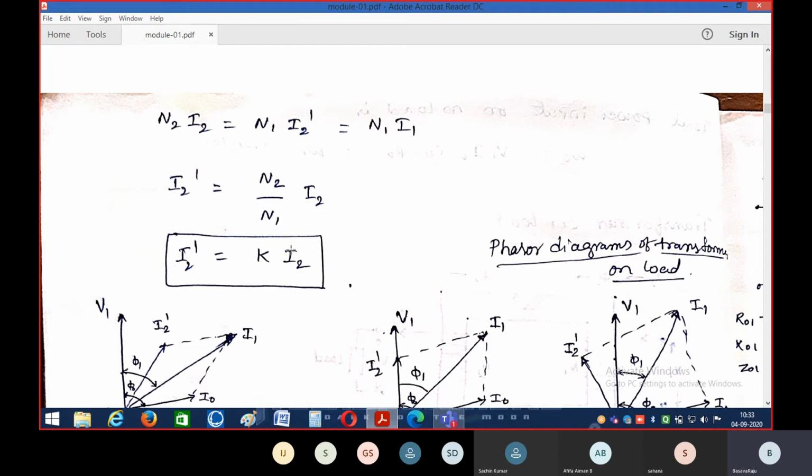Therefore, I2 dash is going to be equal to what? N2 by N1 is the turns ratio, or transformation ratio, so it is denoted with K. So I2 dash is equal to K into I2.